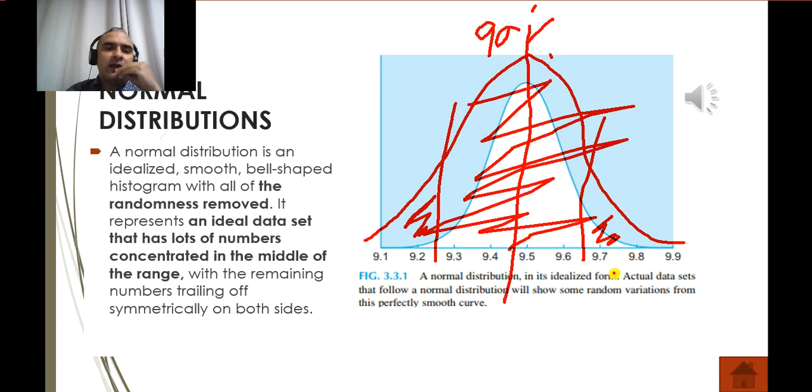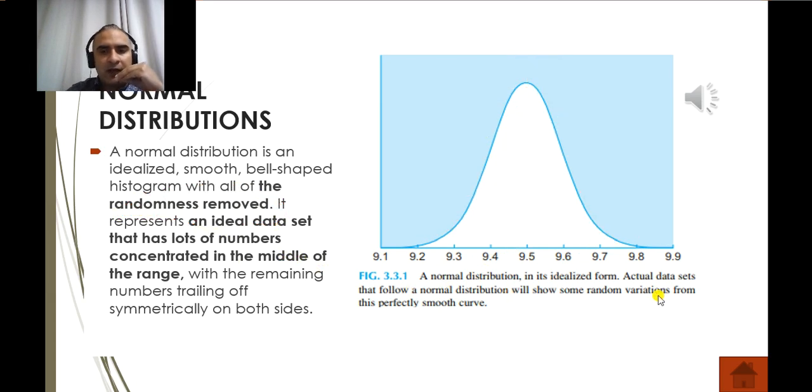So when we have a normal distribution, it means all the randomness has been removed and it is an ideal data set that has a lot of the numbers in the middle. So we can do calculations and be more accurate when we have this kind of distribution. Okay, very good.